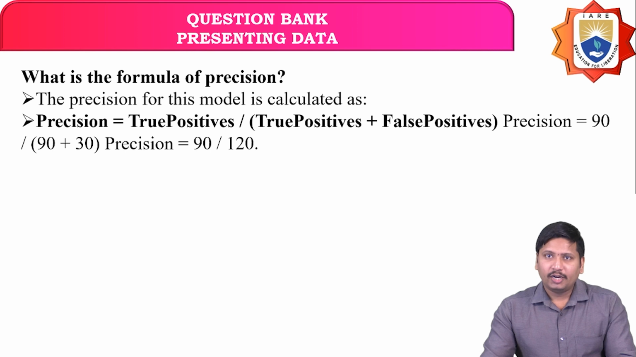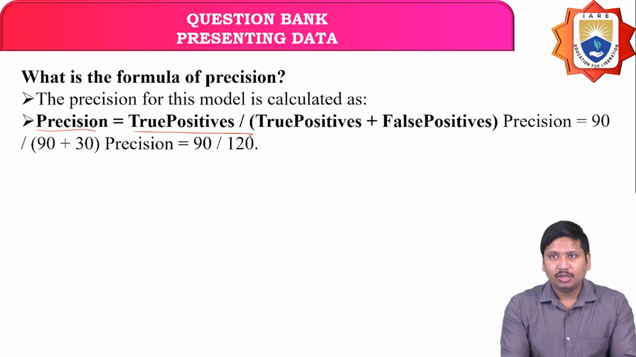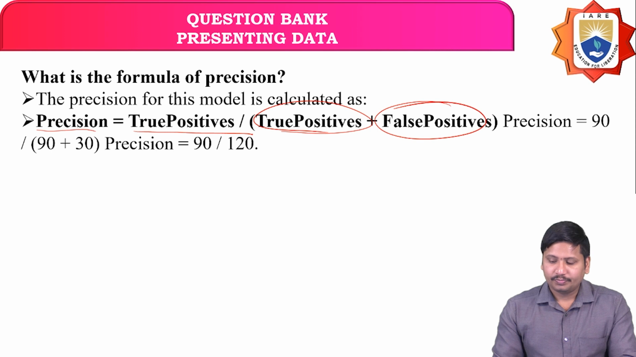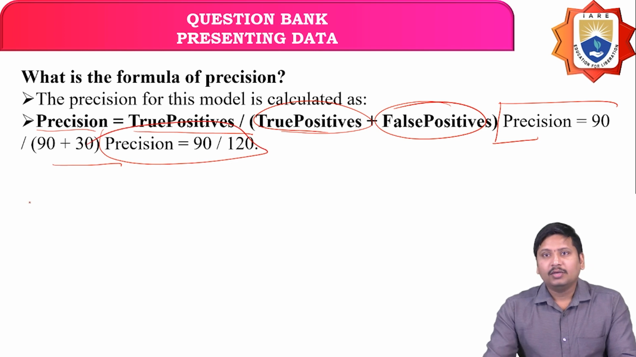Normally, what formula do you use for precision? Precision should be calculated as true positives divided by true positives plus false positives. If I take an example, precision equals true positive 90 divided by 90 plus 30, which is 90 by 120.